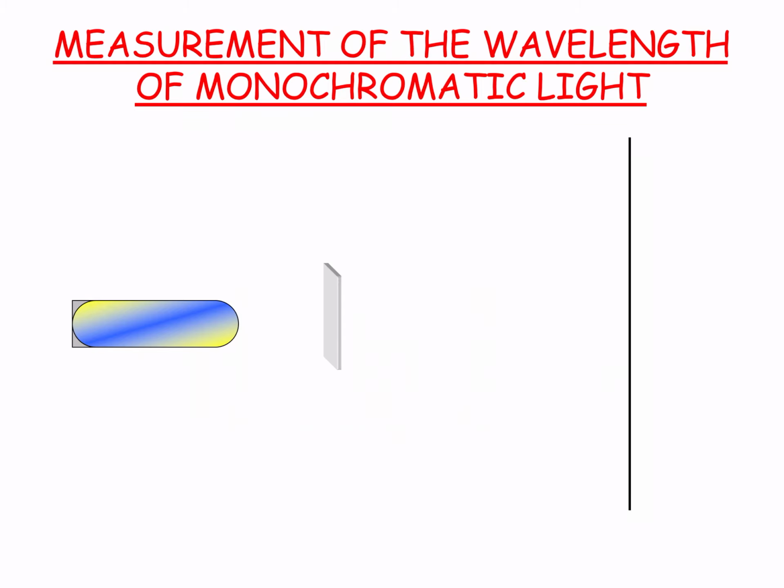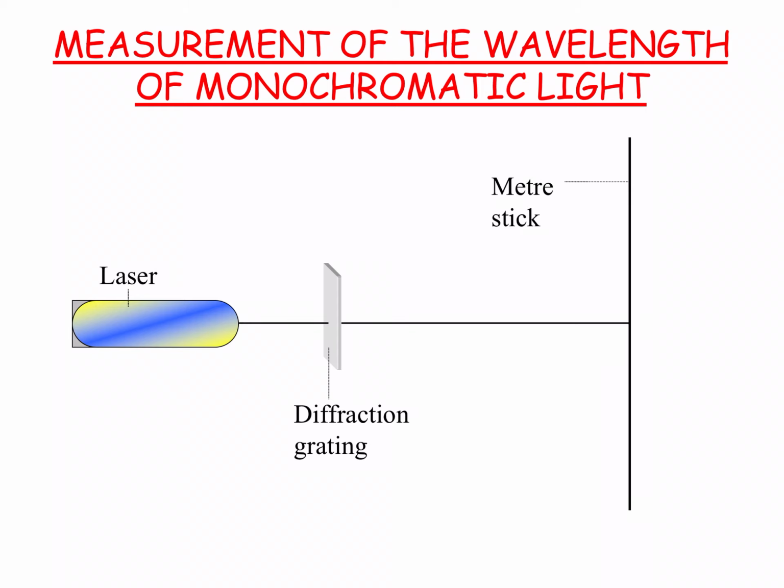So the experiment is the measurement of the wavelength of monochromatic light. That's a laser, and that's a diffraction grating. We shine the laser light through the diffraction grating, and it falls on a meter stick.